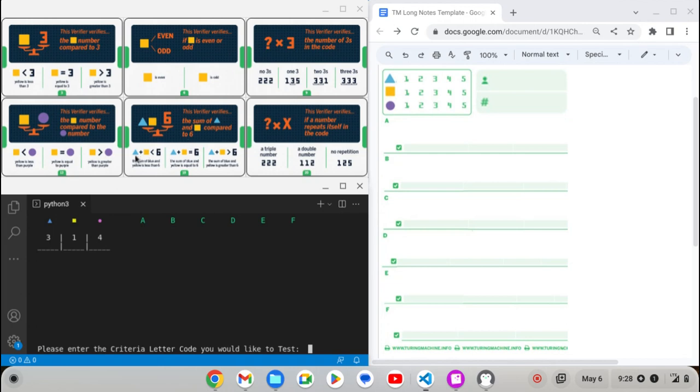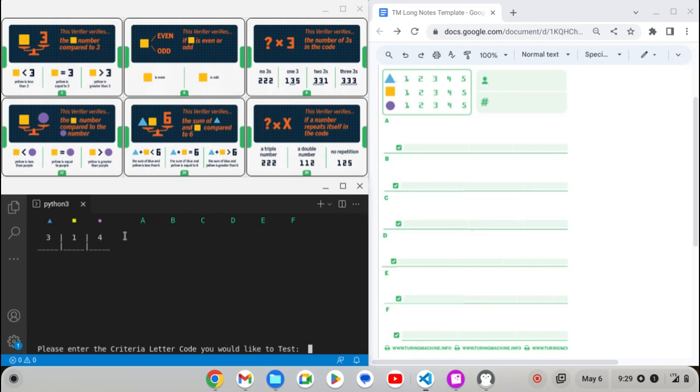Criteria E sums up the first 2 digits, the triangle and the square, and compares that sum to the number 6. Is the sum less than 6? Is it equal to 6? Or is the sum greater than 6? And finally, criteria F will inform us whether the 3-digit code has all unique digits. Could the code have a pair of digits, or could all 3 digits be the same? Remember, we're trying to find a unique 3-digit code where every criteria is fulfilled.